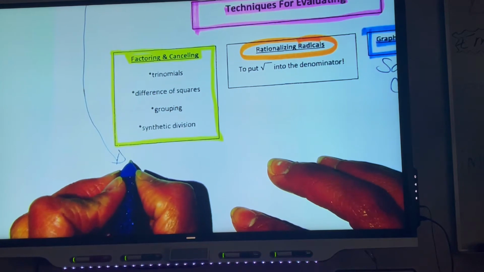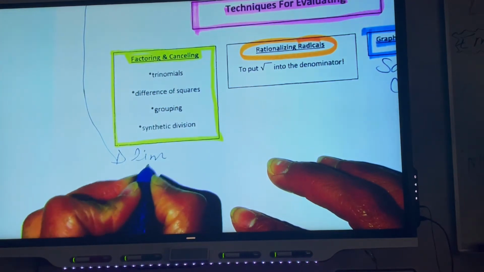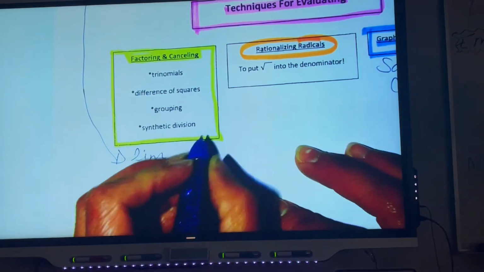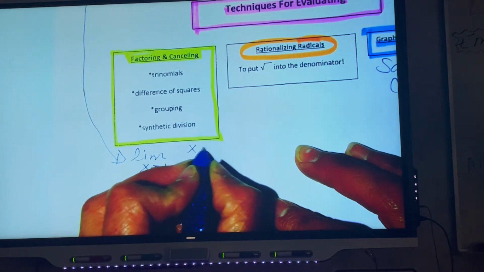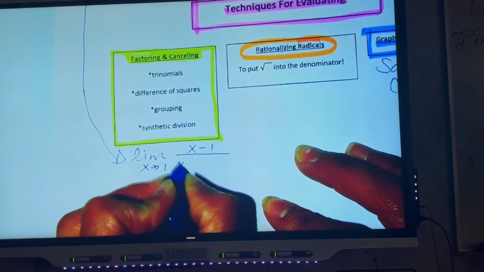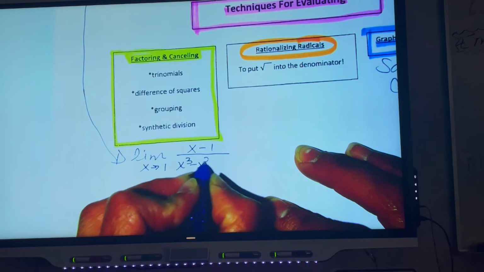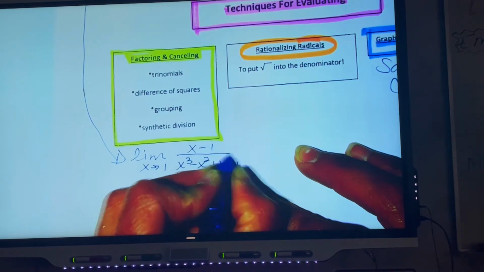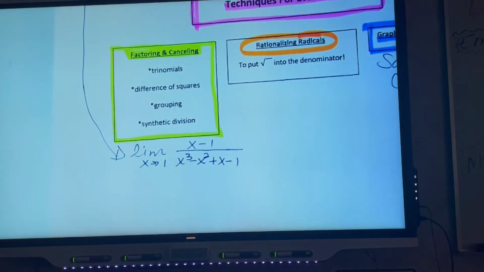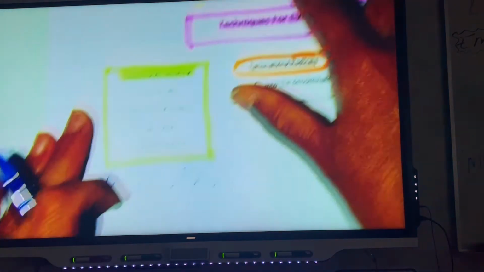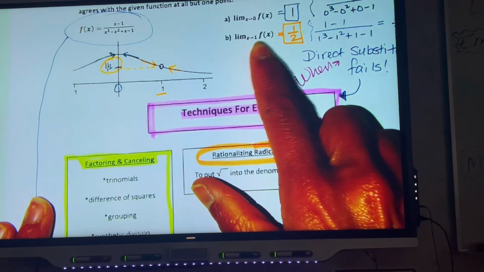Remember, we're trying to find the limit as x approaches 1 of that function, which is x minus 1 over x cubed minus x squared plus x minus 1. How do you know that we're trying to find the limit as x approaches 1? Because that was part B, the limit as x approaches 1 of f of x.